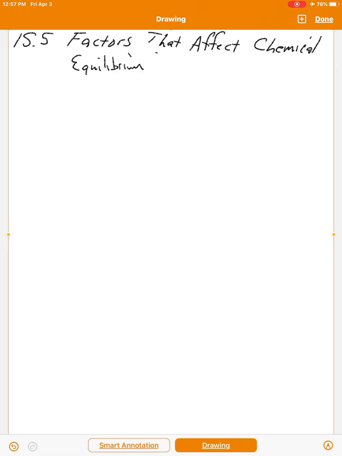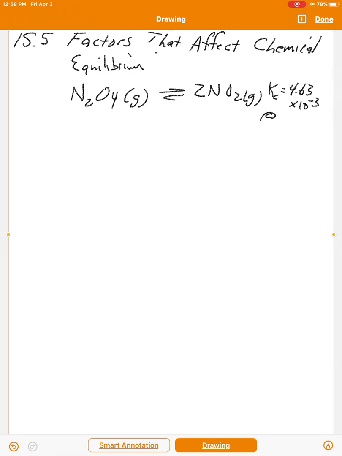And so what I'm going to do is I'm going to consider a reaction, a more simple equation anyways, N2O4 in equilibrium with 2NO2. If you remember, this is an equation that we've looked at before. At room temperature, the equilibrium constant is 4.63 times 10 to the minus 3. So that's at room temperature 25 degrees C. Okay. Now, what we're going to do is we're going to ask the following question. These are gases. Suppose we're at equilibrium, and I'm going to give you your concentrations.